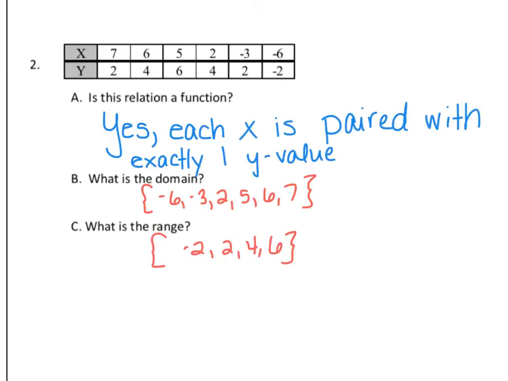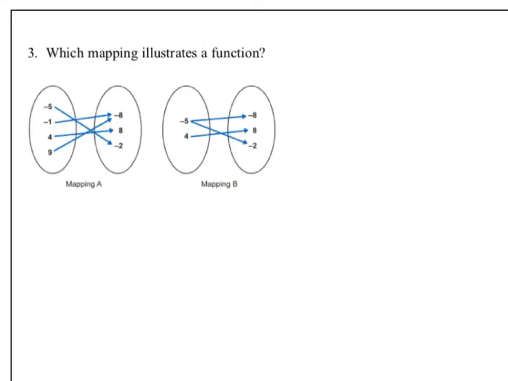So this is a function because each x is paired with exactly one y value. The domain and range are listed as well. Which mapping illustrates a function?